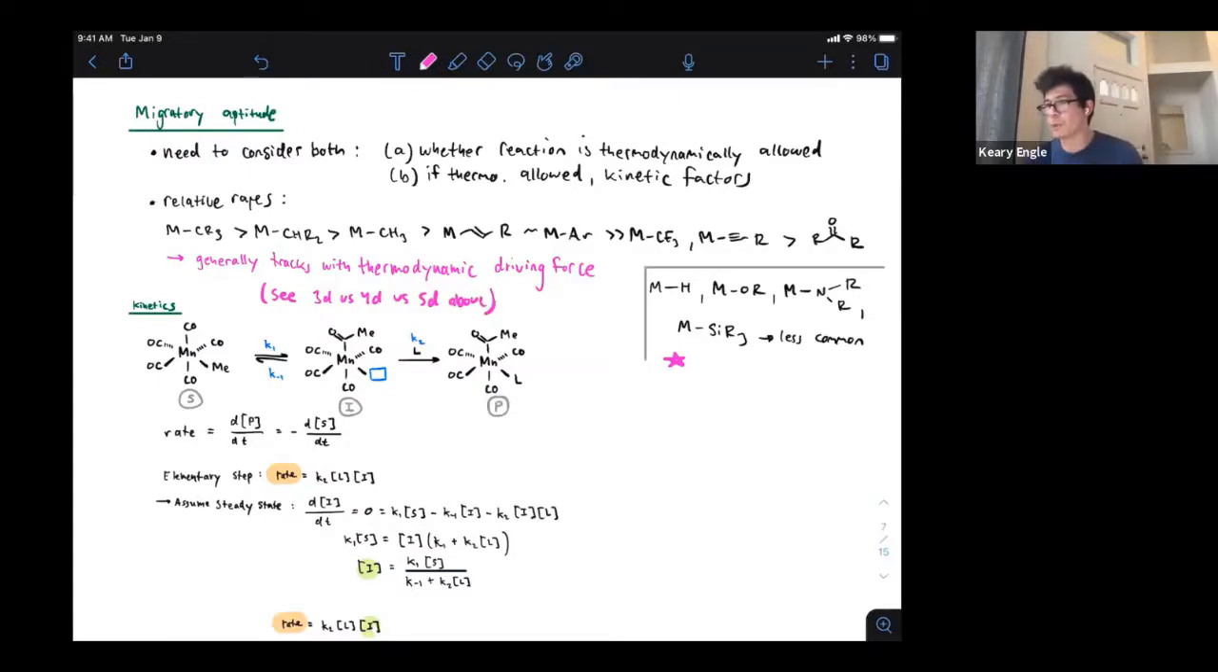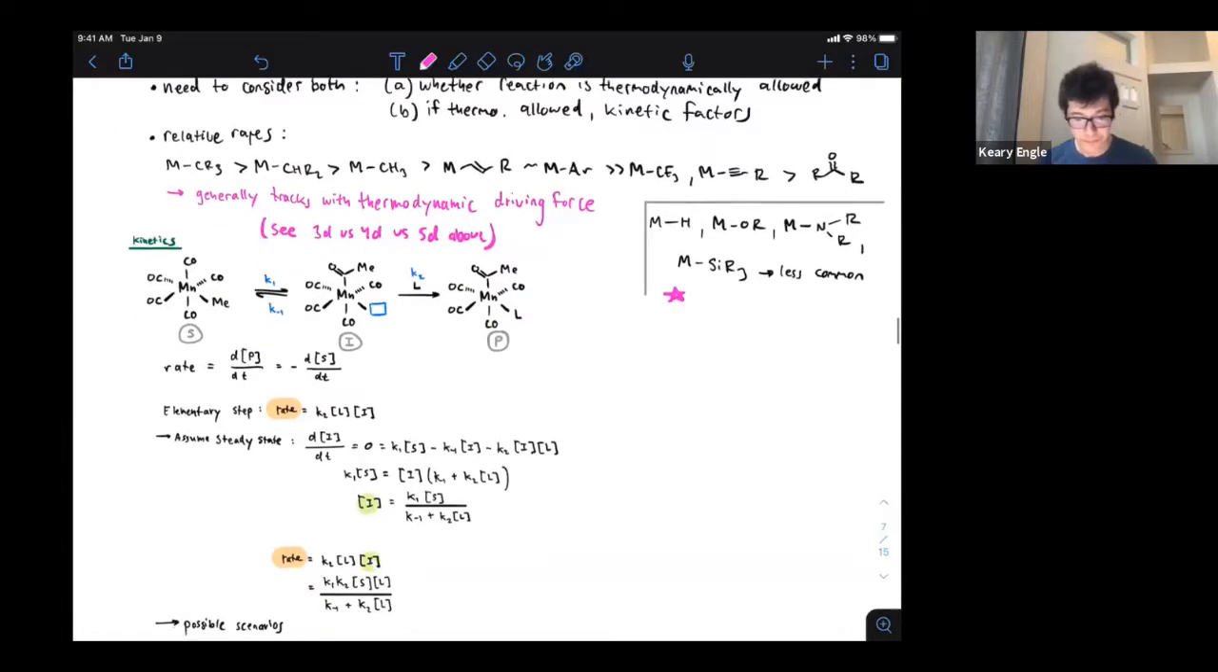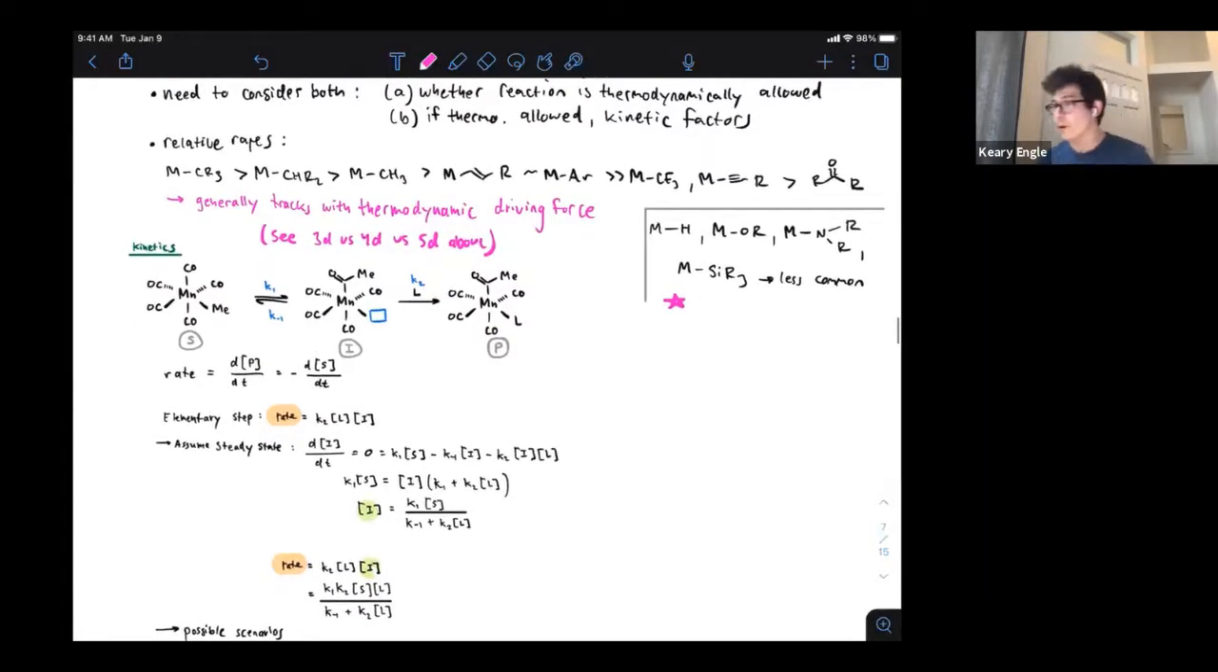And this is a similar argument to what you saw before in the 3D, 4D, 5D series. Okay, any questions on that?